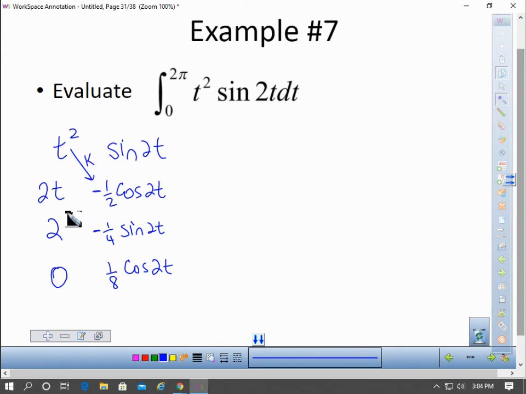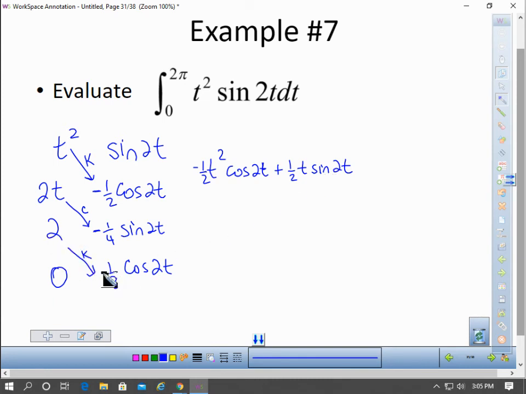All right, so now once you've got this done, you're going to go diagonally. We're going to keep the sign. Here we're going to change the sign, and then here we're going to keep the sign. It just alternates back and forth: keep, change, keep. So my answer is going to be negative 1/2 t squared cosine 2t. And then here we're going to change the sign. So it's 2 times 1/4, which is going to be 1/2. Yep, and we're going to change the sign, so it'll be positive 1/2 t sine of 2t.